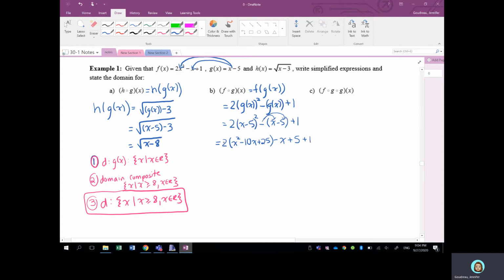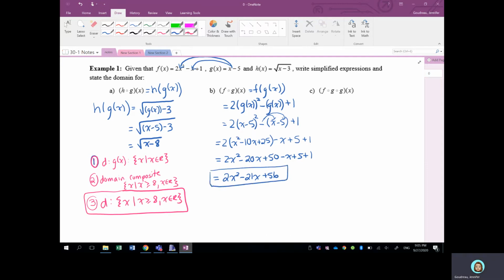My last step is going to be to distribute the 2, and then we're going to be able to collect like terms. So we have 2x squared minus 20x plus 50 minus x plus 5 plus 1. And let's collect like terms. There's only one x squared term, so 2x squared stays. We have a negative 20x and a negative x, which gives us negative 21x. And then we have 50 plus 5 plus 1, which is positive 56. And there is our composite function.